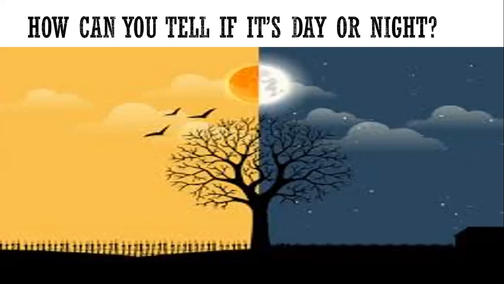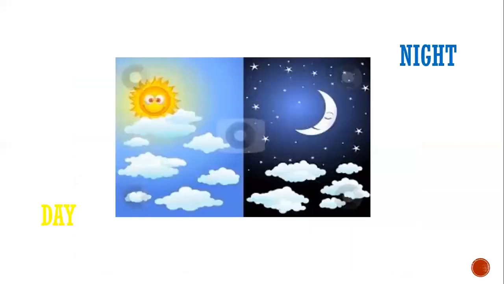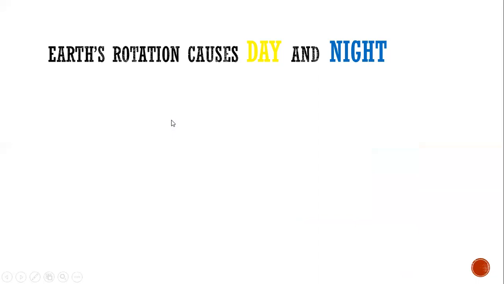Okay, the moon's light. What causes day and night? Why every day are we seeing day and night? Why has God made day and night? This is day and this is night. Why? Because you can see the sun at day time, and you can see the moon at night time. You can't see the sun at night, right? Why? Because there is something important which is called the Earth's rotation. The Earth's rotation causes day and night.